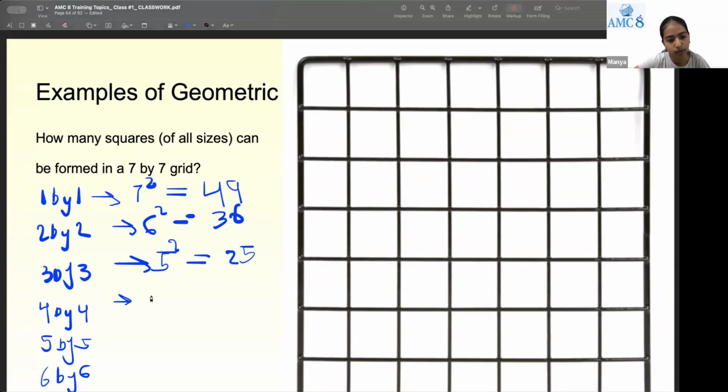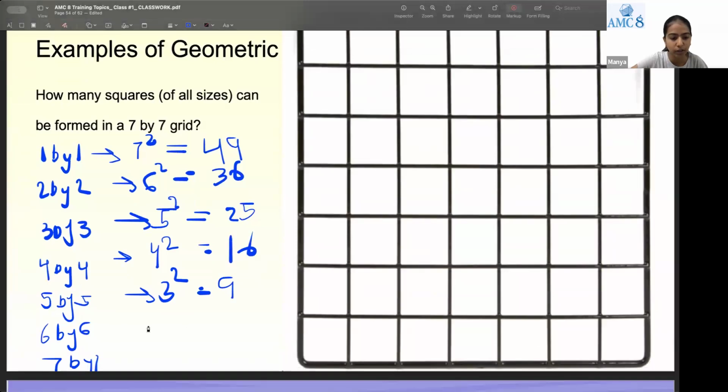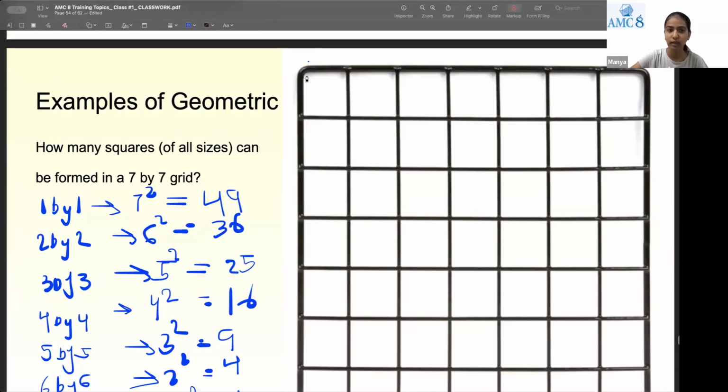4 by 4 is just equal to 4 squared, which is equal to 16. 5 by 5 is equal to 3 squared, which is equal to 9. So there's 9 5 by 5s here. 6 by 6, there's going to be 4 because it's 2 squared. And 7 by 7, it's going to be equal to 1 squared, which is equal to 1. And once again, if you want to prove it, we can start off with 7 by 7. There's only one 7 by 7 here.